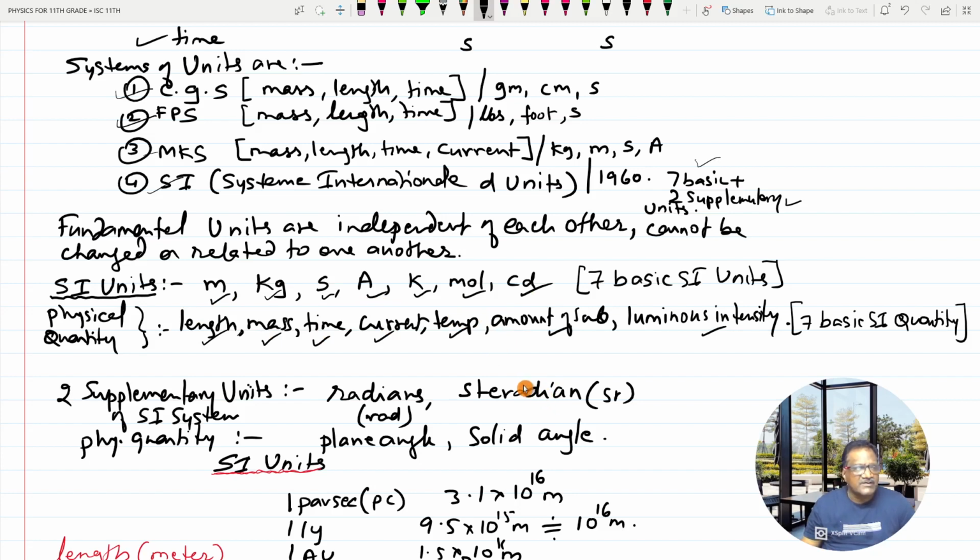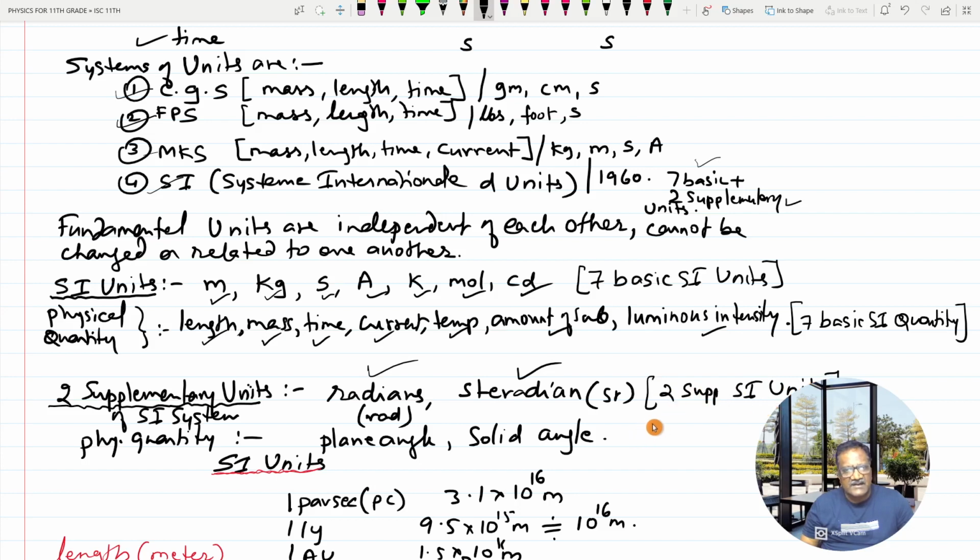Now, as I told you, in the SI system you have 2 extra supplementary units. What are these 2 extra supplementary units? They are radian and steradian. Radian and steradian are the 2 supplementary SI units.